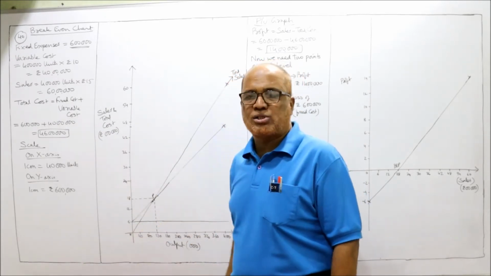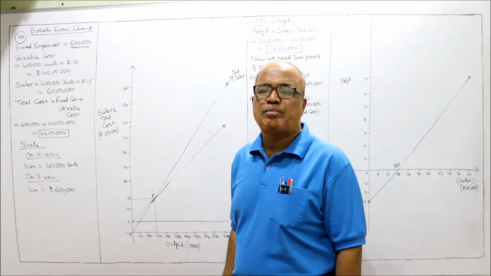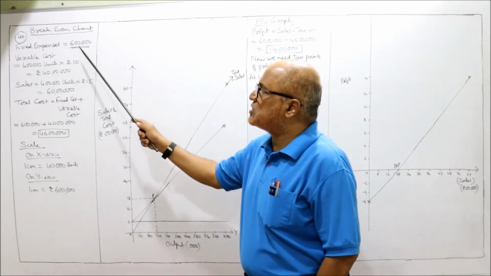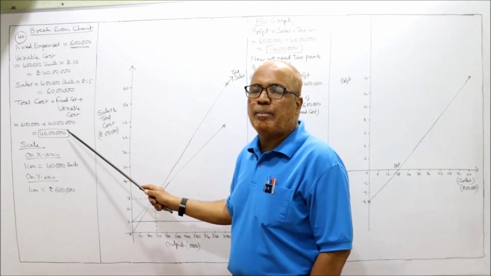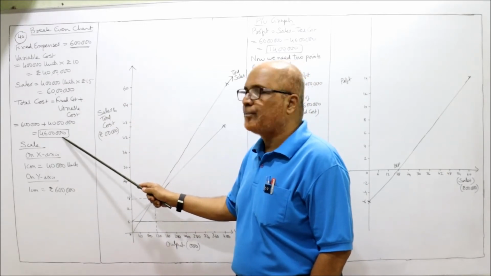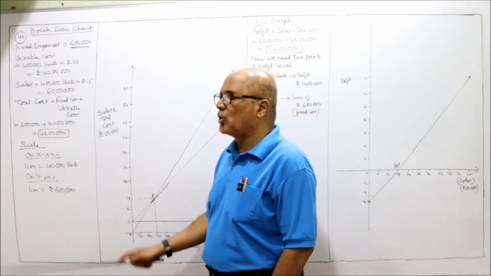And total cost means fixed cost plus variable cost. The fixed cost is 6 lakh and the variable cost is 40 lakh. So 6 lakh plus 40 lakh, 46 lakh. 46 lakh rupees is the total cost.